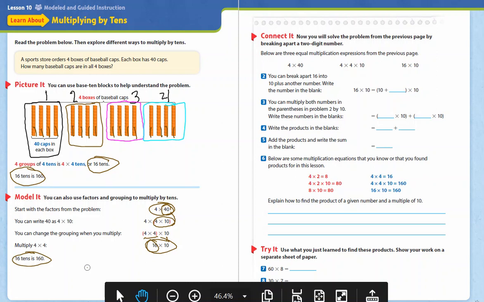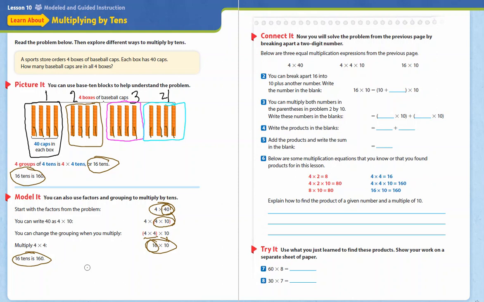So let's go ahead and move on to the connect it. Over here, this is going to be the same problem as the last page that we just did. It says below are 3 equal multiplication expressions from the previous page. You have 4 times 40, 4 times 4 times 10, and 16 times 10. All of these, boys and girls, will give you the same answer, just a different multiplication expression.